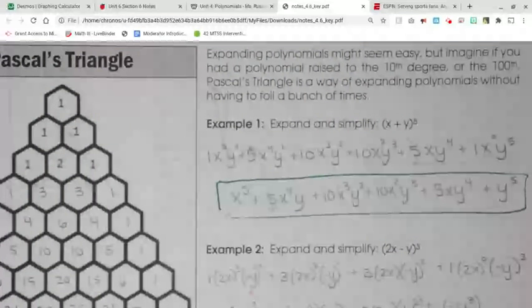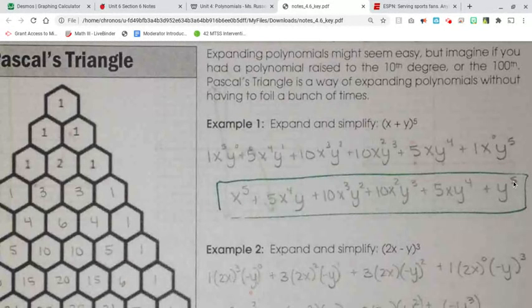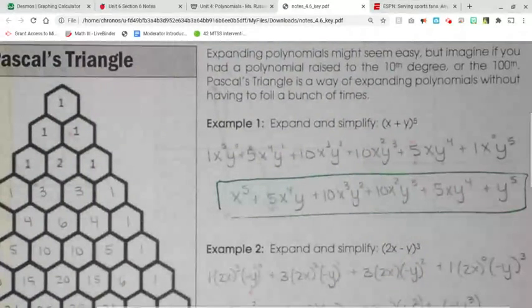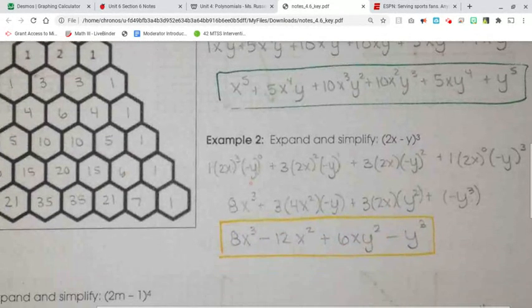Now remember, anytime you take something to the 0 power, you can basically cancel it out. So at the end here, you're just going to get y to the 5th for that last term. And at the beginning, you can cancel out the y to the 0, so you're just going to get x to the 5th. Now, this is 5x to the 4th y. This is 10x to the 3rd y squared. This is 10x squared y to the 3rd. This is 5x y to the 4th. And then, like we said, that's y to the 5th. So you have expanded the polynomial. Okay? Let's do this with example 2.